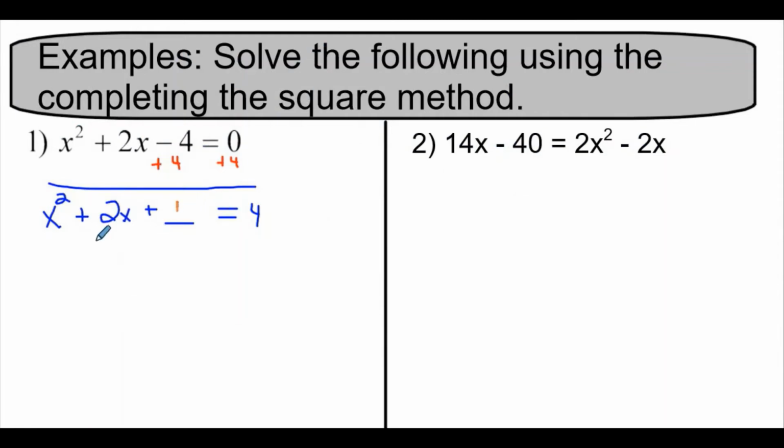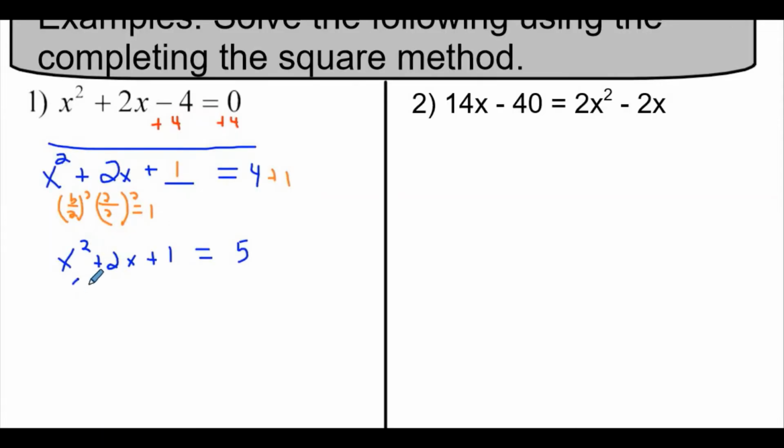So we put a 1 here because we're going to do b over 2 squared. In this case, 2 over 2 squared would be 1. So we'll put a 1 there, and then we'll add 1 over there to balance the equation. So here we'll have x squared plus 2x plus 1 is equal to 5. This is a perfect square factorization of x plus 1 squared, and that equals 5.